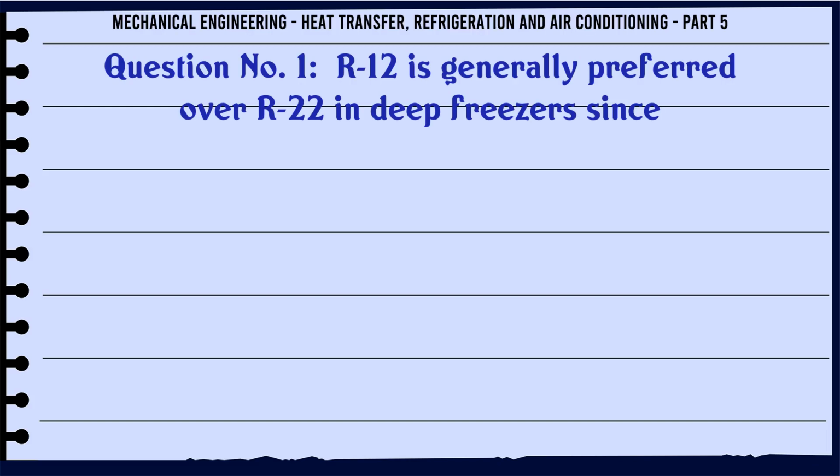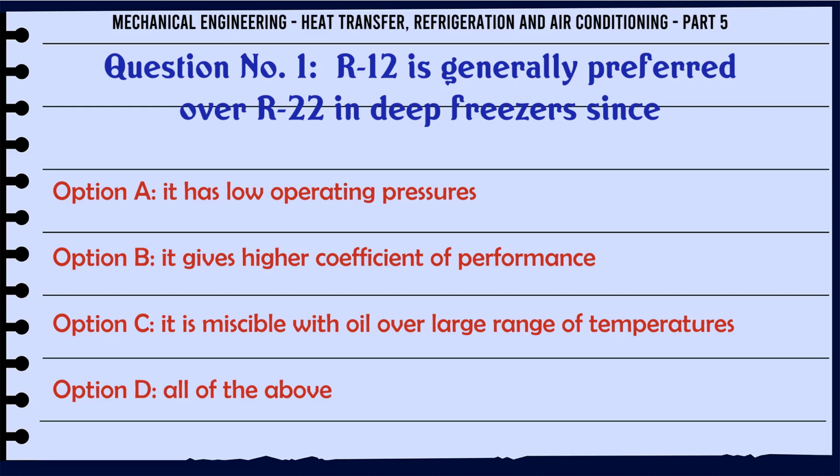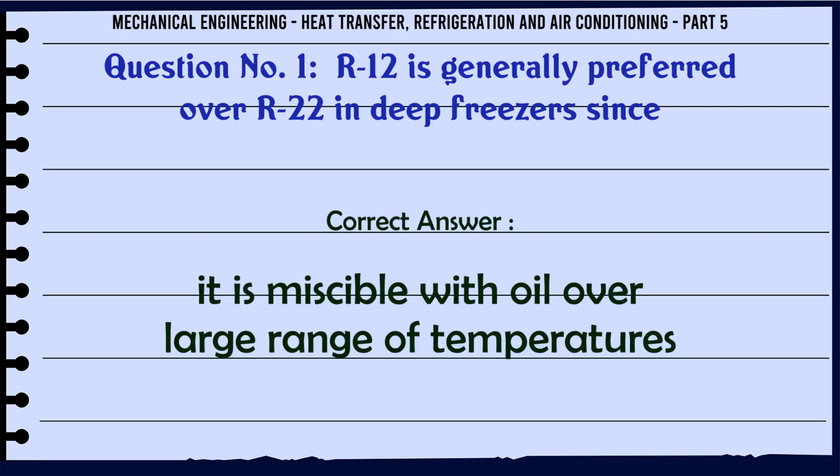R12 is generally preferred over R22 in deep freezers since A. It has low operating pressures. B. It gives higher coefficient of performance. C. It is miscible with oil over large range of temperatures. D. All of the above. The correct answer is it is miscible with oil over large range of temperatures.